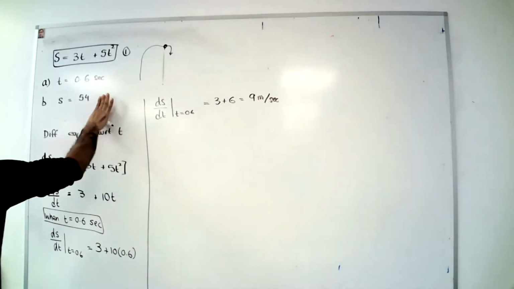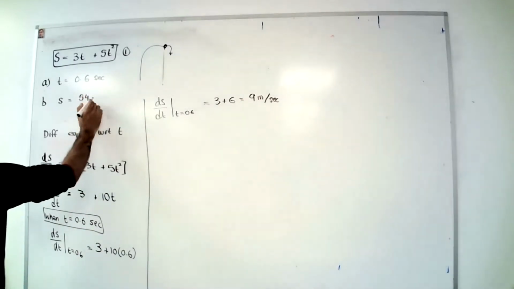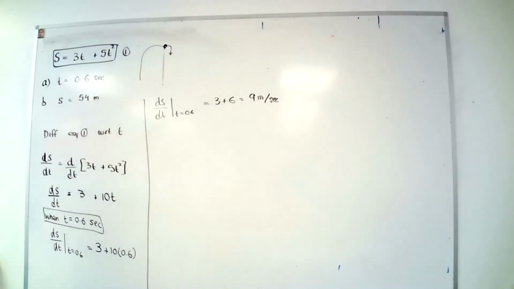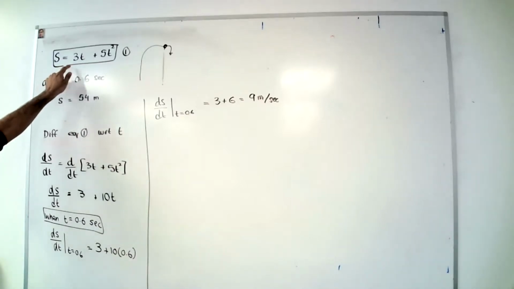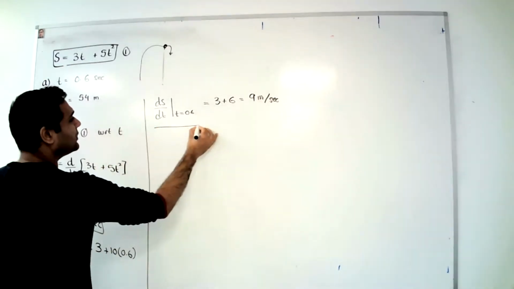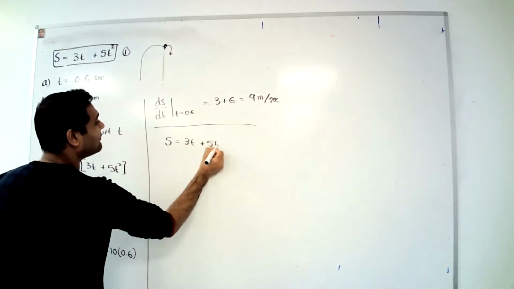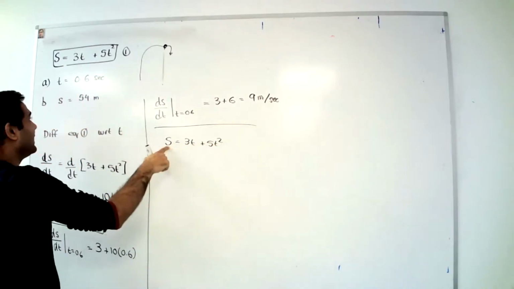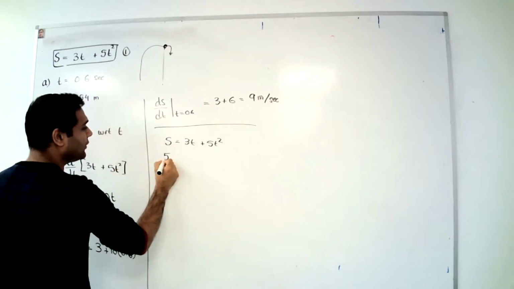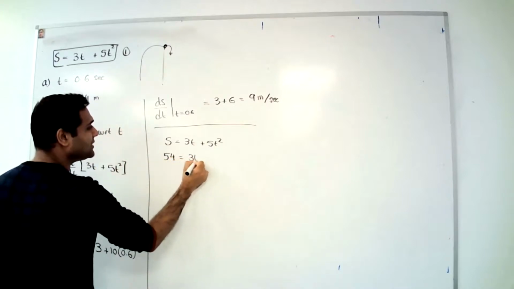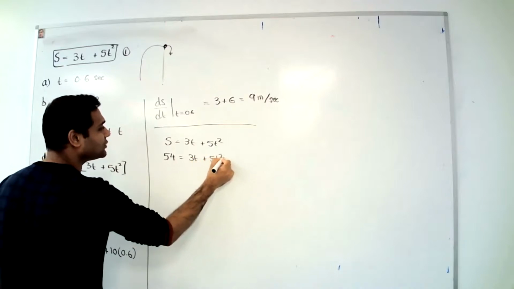Now we need to find the rate the ball is moving when s is 54, and let's assume the units are in meters. So how are we going to do that one? We find out when the ball has traveled 54 meters. To do that, you need to write this equation down: s equals 3t plus 5t squared. Instead of s, you will put 54. So 54 equals 3t plus 5t squared.